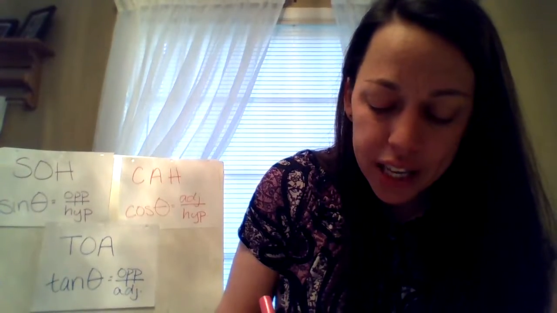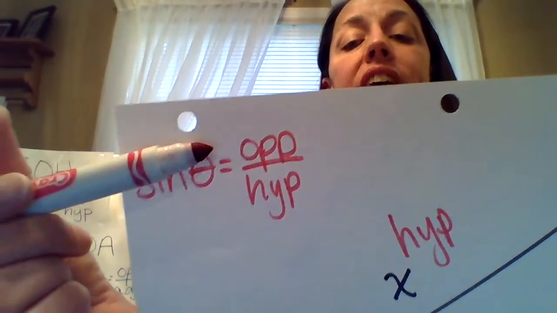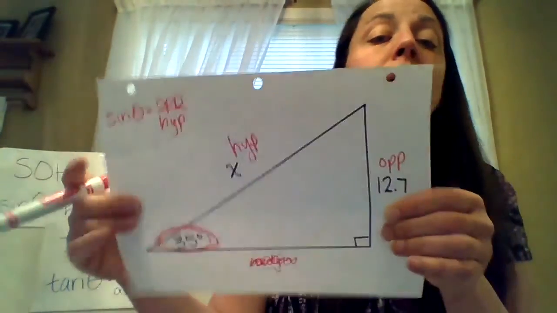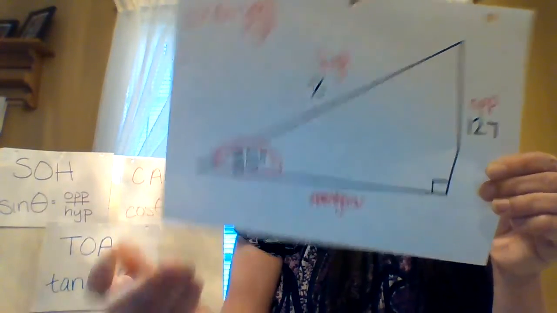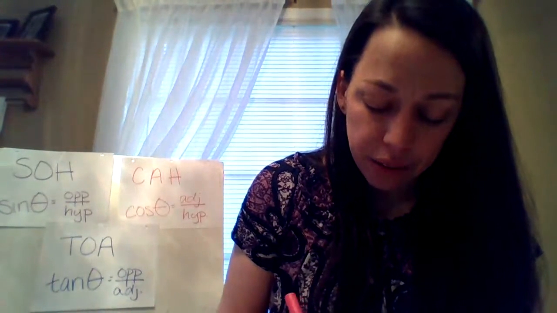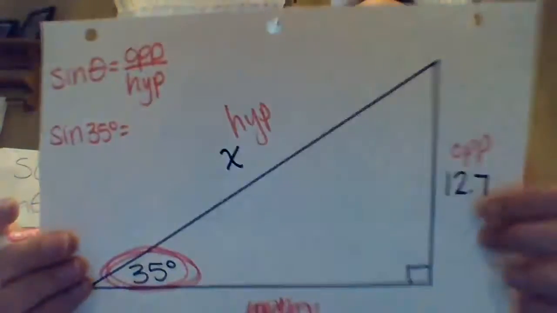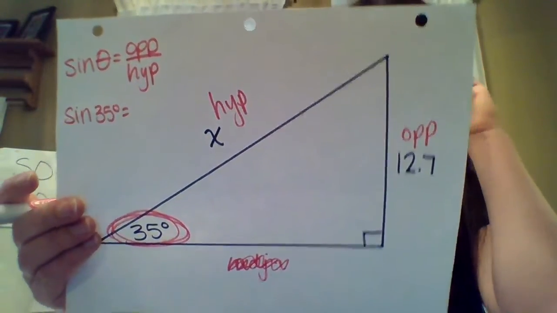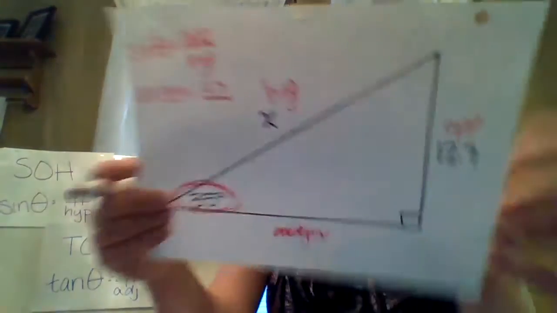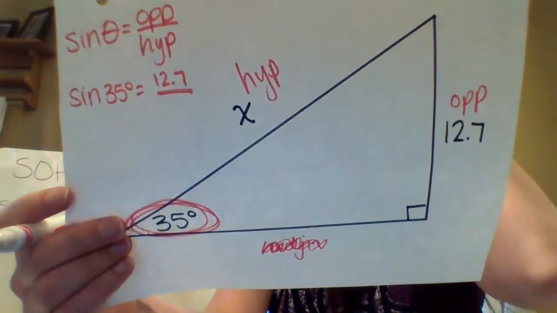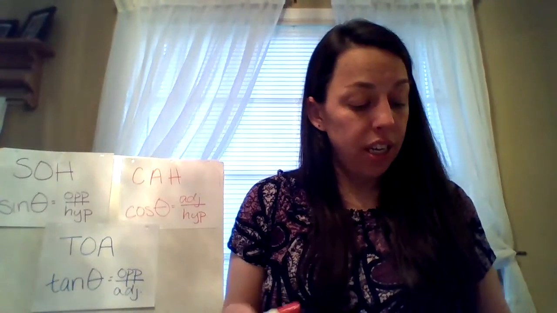And once again, it is always helpful, especially when we're brand new at this, that we write sine of theta equals opposite over hypotenuse. So let's look through this triangle. What is the value of my theta? It is 35 degrees. What is the value on my opposite leg? Yep, you got it, 12.7. What is the value of my hypotenuse? That's the one I don't know, so I'm going to write x.